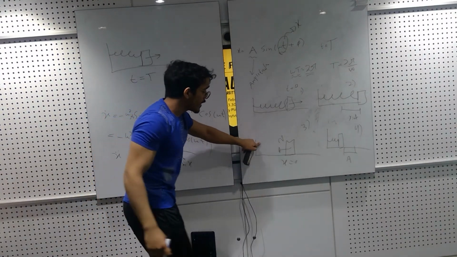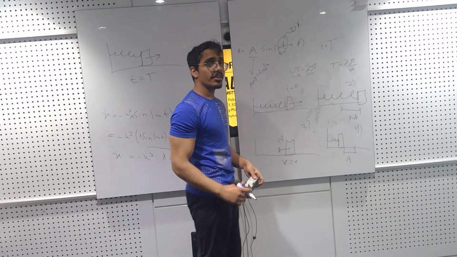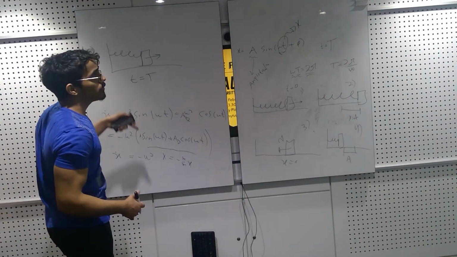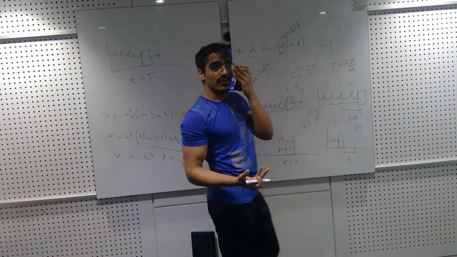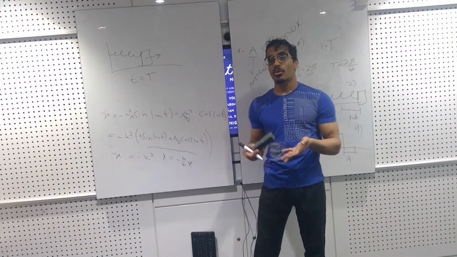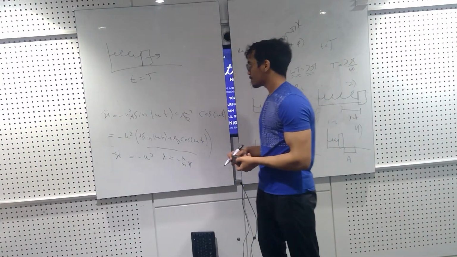Why don't we say here is the time period? Because we want the configuration of the system. Period in physics means the configuration of the system. We want it to go back into the original position.